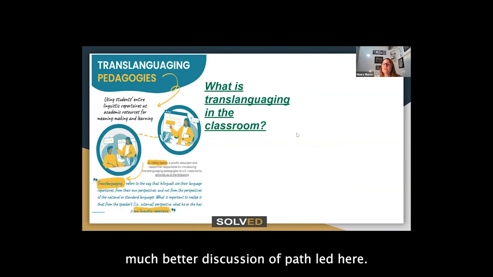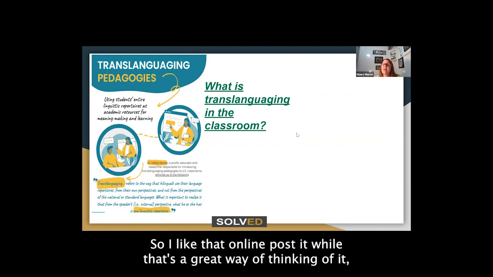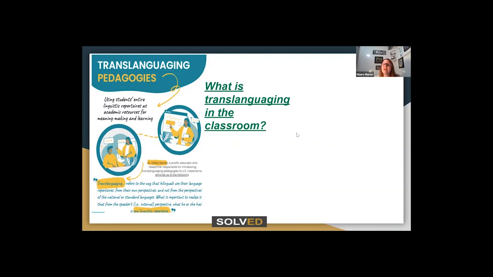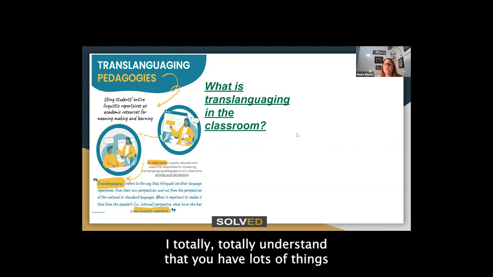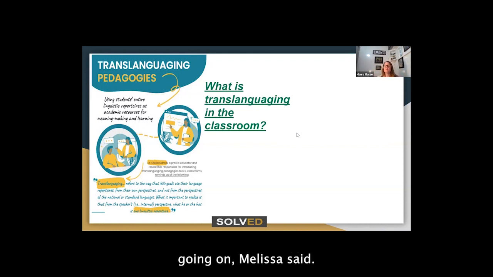Yes, this is a much better discussion of Padlet here. So I like that online post-it wall. That's a great way of thinking of it. No worries, people are just popping in. I totally understand that you have lots of things going on.